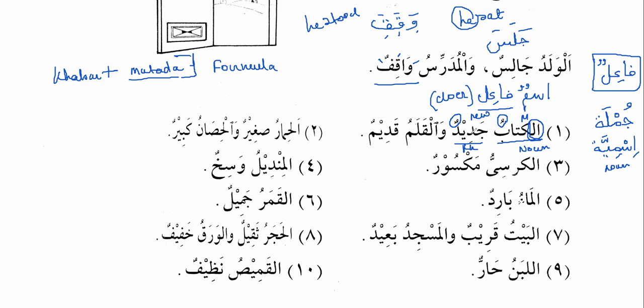So now we see that there are two parts of sentences, and in between there is harf atf. So what is the rule of harf atf? Whenever the harf atf comes, it will have certain rules. The noun that comes after the waw harf atf will always have the same haraka as before.